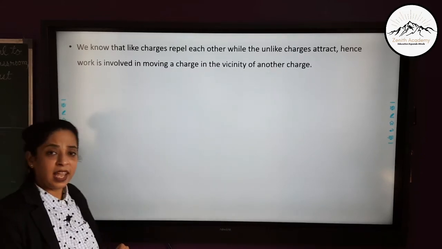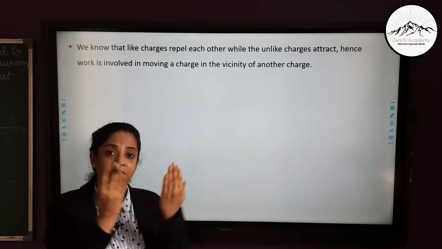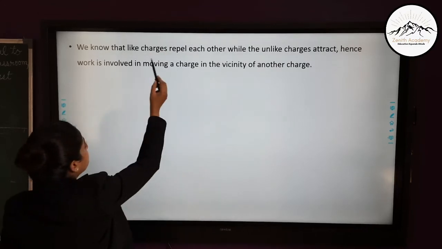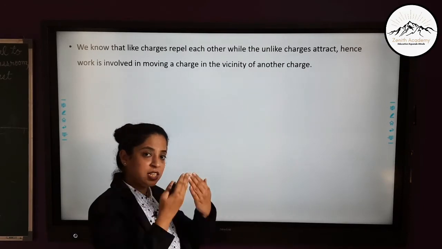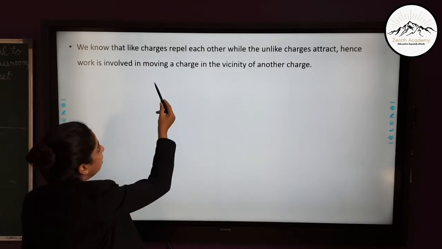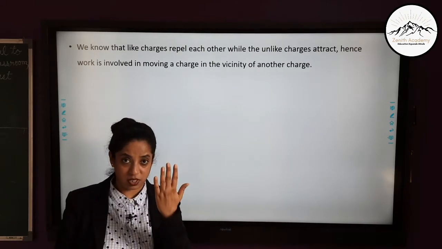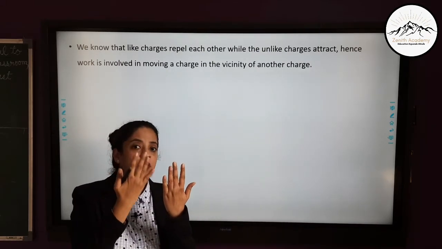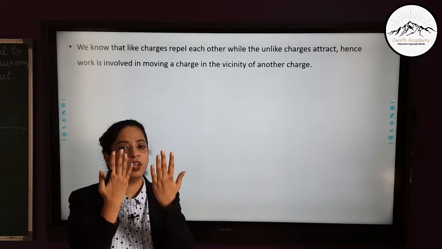We know that like charges repel each other. So when we bring two like charges together, they will repel. Like charges repel each other while unlike charges attract. If there are unlike charges, they will attract. Hence, work is involved in moving a charge in the vicinity of another charge. So if there is another charge present, then there is a lot of work involved in moving this charge in the vicinity of the other charge.